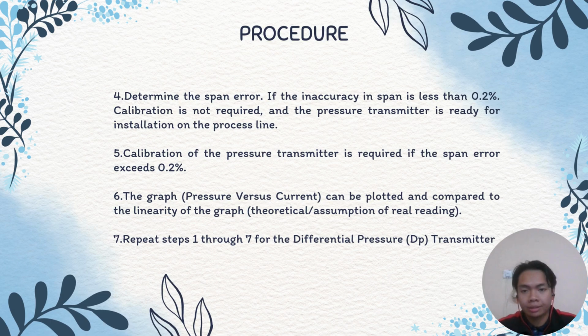And next, the graph pressure versus current can be plotted and compared to the linearity of the graph. And lastly, we repeat the steps 1 until 6 for the differential pressure transmitter.